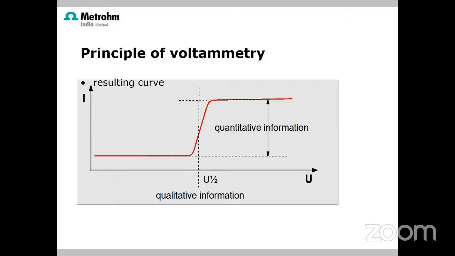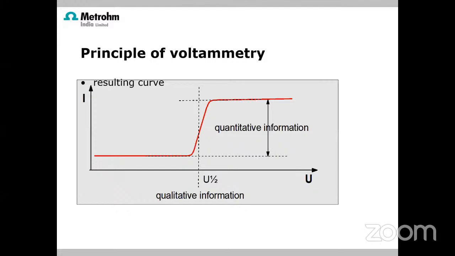For example, with ammonium acetate buffer at pH 4.6, when we apply a voltage, at 780 millivolts we have lead. Then at 550 millivolts, we have cadmium. So it is all set.